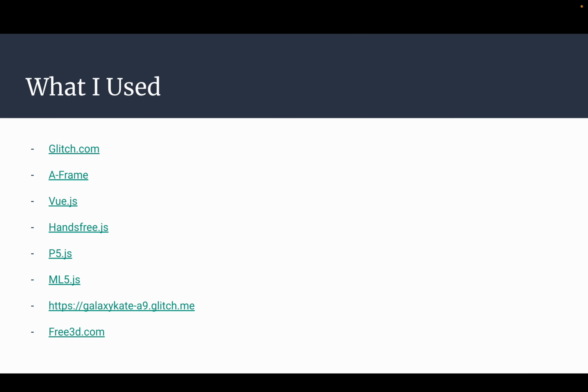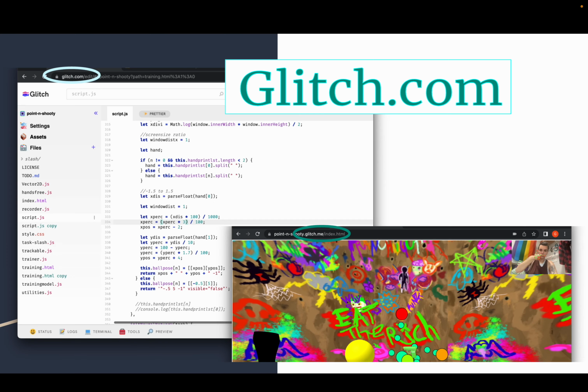So let's review the code. So I used a lot of resources: glitch.com, A-Frame, Vue.js, Hands-Free.js, P5.js, which I'm not going to talk about, and ML5.js, which I'm also not going to talk about much because they are really just supporters. ML5.js really just is the machine learning aspect, and then Galaxy Kate A9, someone who I am currently working with and a professor here at Northwestern, and Free3D, which I'm also not going to talk about. That's just where I got my models.